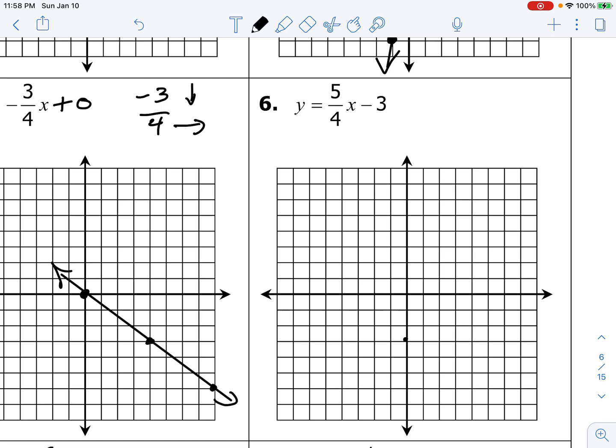All right, number 6. Plotted at -3. And 5, up 5, right 4. So up 1, 2, 3, 4, 5, right 1, 2, 3, 4. And we could probably get another one on the graph. So up 1, 2, 3, 4, 5, right 1, 2, 3, 4, way up over here in the corner. All right, so voila, there we have it.